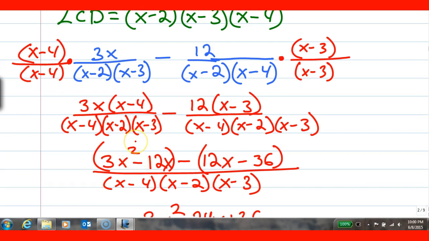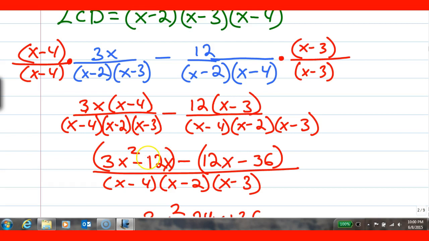Second, I'm going to distribute through the parentheses on the top. So I have a 3x times an x to get a 3x squared, a 3x times a negative 4 to get a minus 12x. On the other side I have a 12 times x to make a 12x, a 12 times a 3 to make a negative 36. So I'm going to put them over the denominator that they share now.